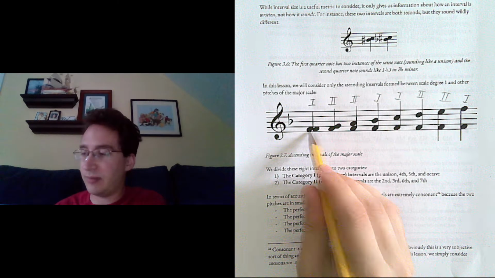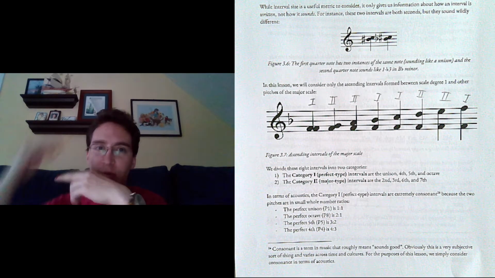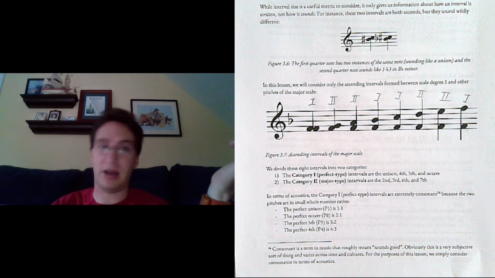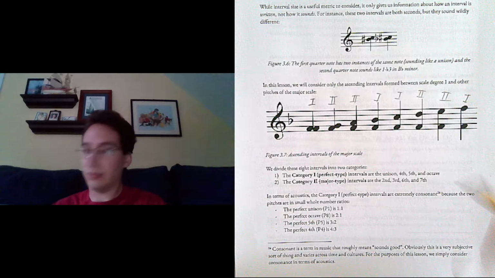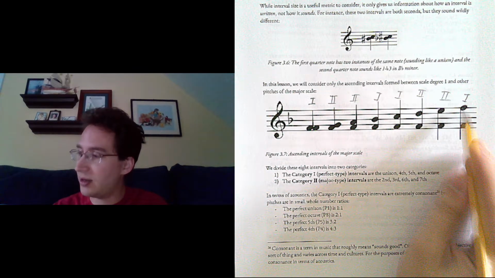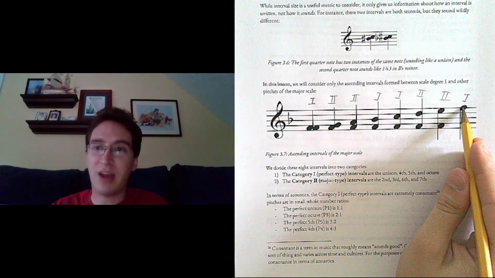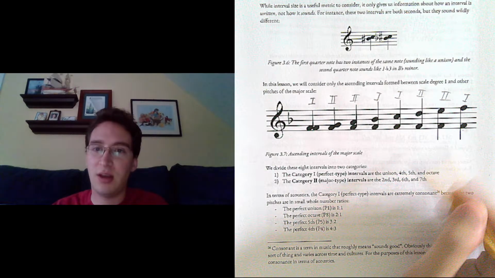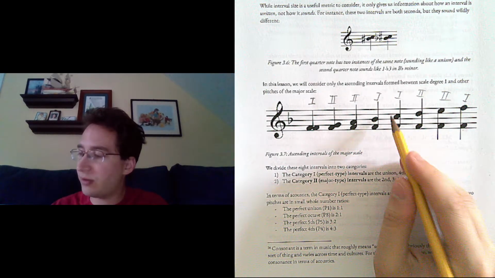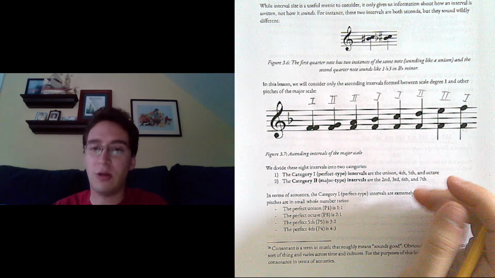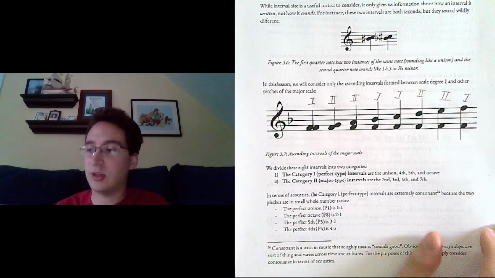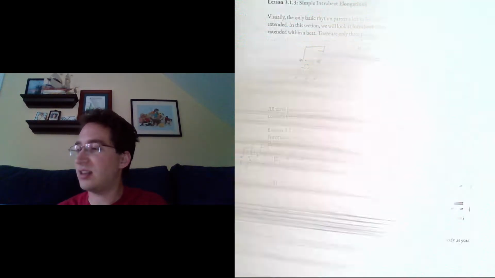So a unison, it's the same pitch, so the ratio between the 2 frequencies is 1 to 1. That makes sense. Octave is 2 to 1. This pitch has twice as many cycles per second as this one. Perfect fifth is 3 to 2. Perfect fourth is 4 to 3. So those are small whole number ratios, which causes them to sound very consonant.